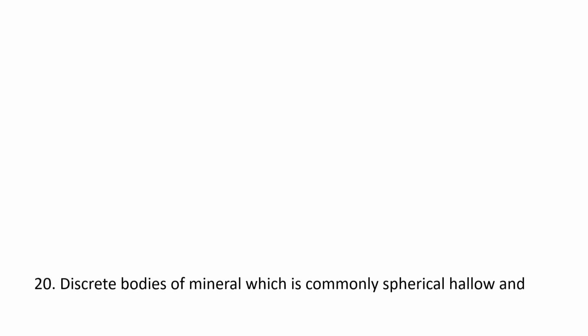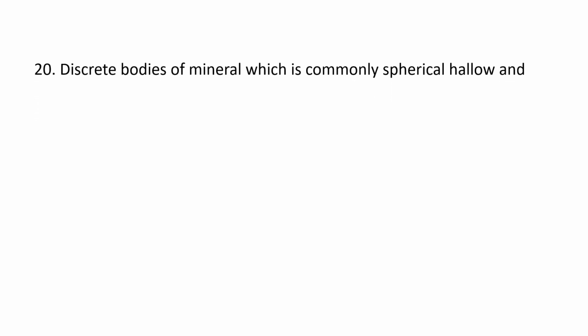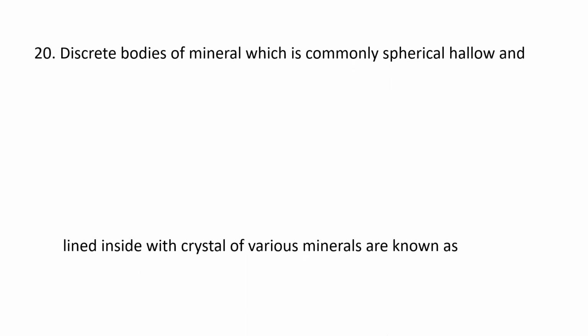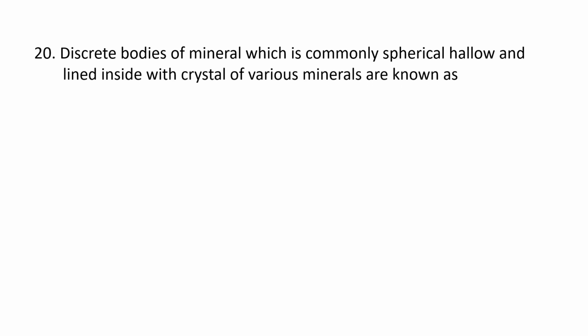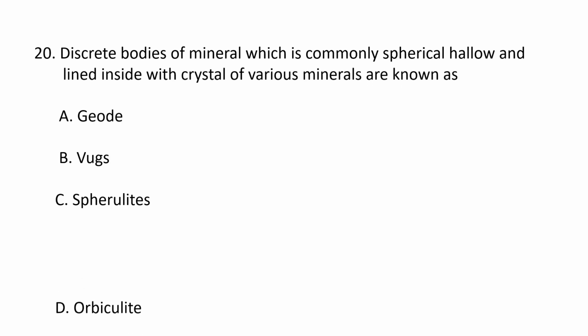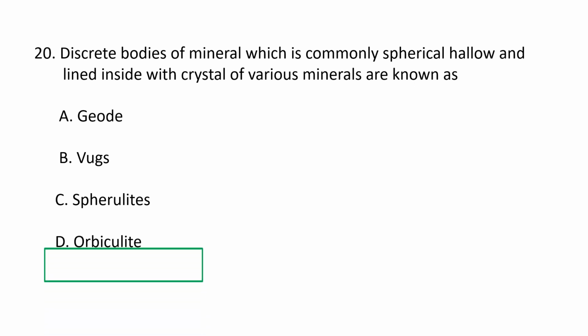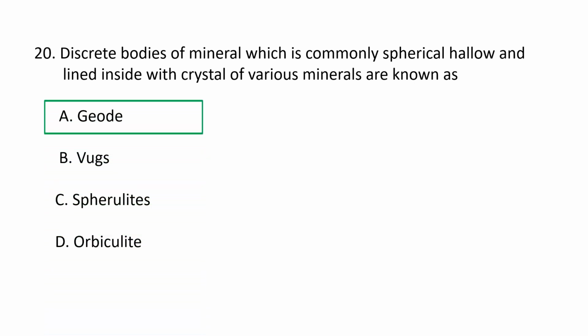Next question. Discrete bodies of mineral which are commonly spherical, hollow, and lined inside with crystals of various minerals are known as: A. Geode, B. Vugs, C. Spherulites, and D. Orbiculite. So discrete bodies of mineral which are commonly spherical, hollow, and lined inside with crystals of various minerals are known as a geode.